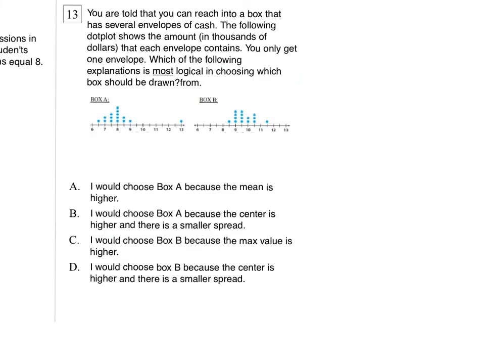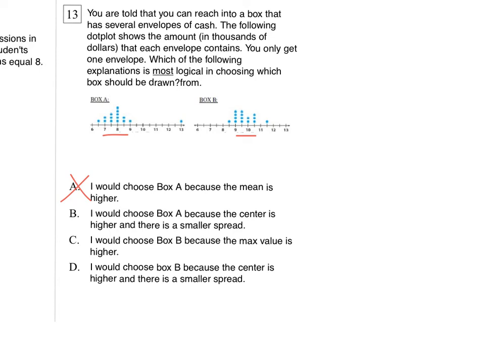All right, next up here, they have a box with several envelopes in cash, and then the dot plot has the amount in thousands of dollars. And which one is the good justification for this? So option A says I would choose box A because the mean is higher. I think that's clearly untrue. You can see that all of this data is kind of concentrated around 7 and 8, whereas all of this is concentrated around 9 and 10. So without actually calculating that, I can kind of tell that the mean on B is higher.